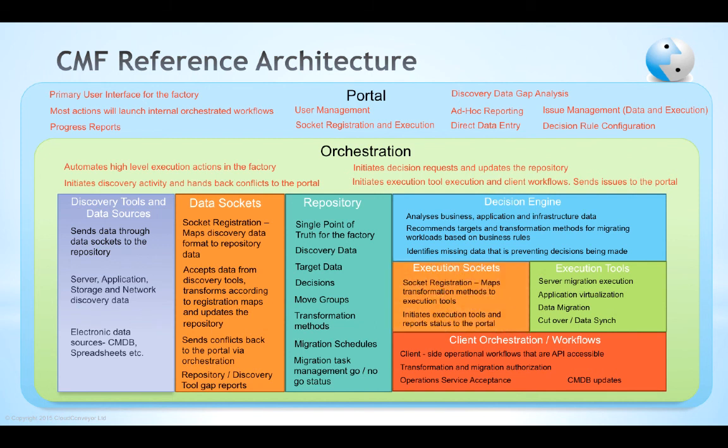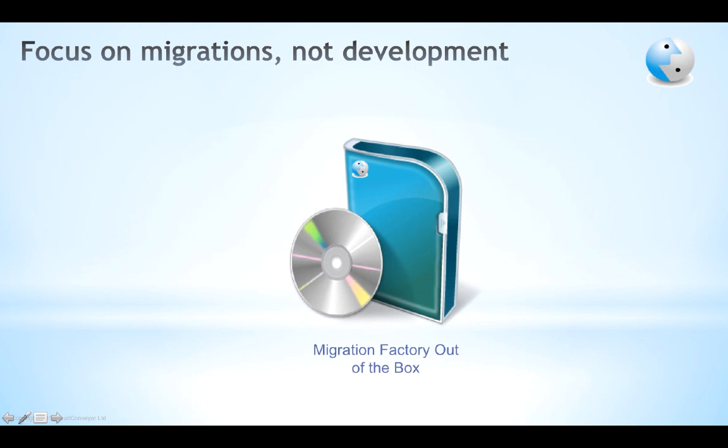In the same way that discovery tools are integrated with the factory using sockets, a similar approach is used for execution. Execution methods and data requirements for each tool is registered in the sockets. An execution socket management function is also required to associate migration methods with multiple execution tools. The CloudConveyor Migration Factory is pre-configured to integrate with certified discovery and execution tools. Processes, migration methods and reports are built into the factory to define a tried and tested methodology.